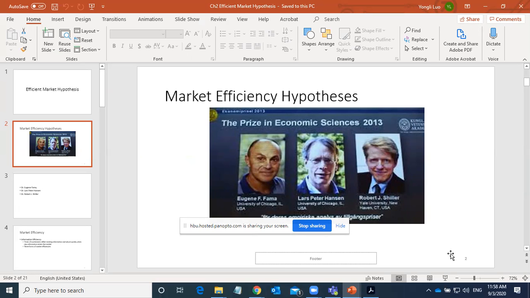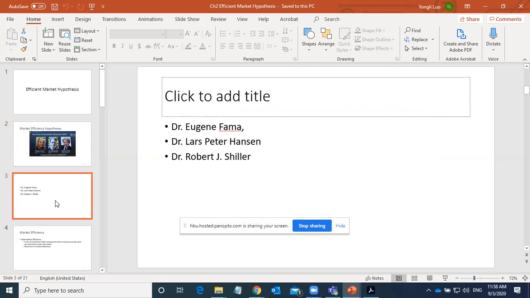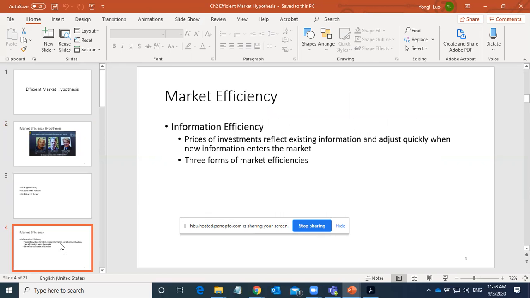The other two are also very important, so I want to talk about them later. I just want you to know the efficient market hypothesis came from Fama, and he has another co-author, French. Okay, Fama and French. Okay, we'll talk about that.